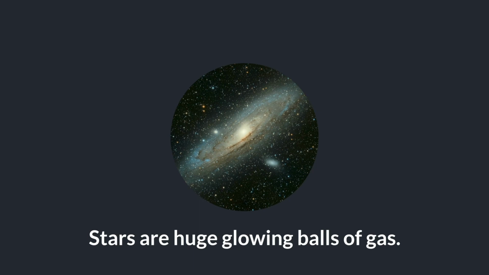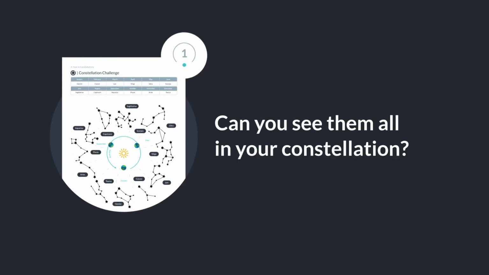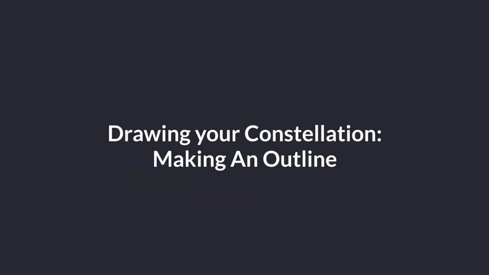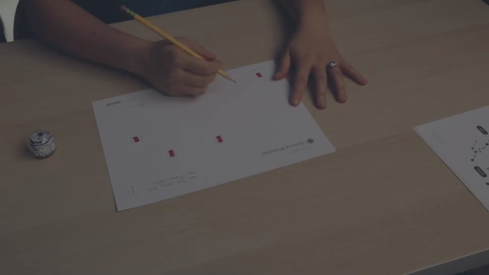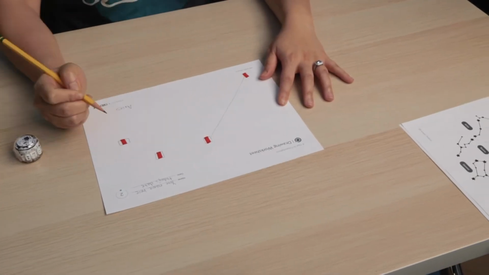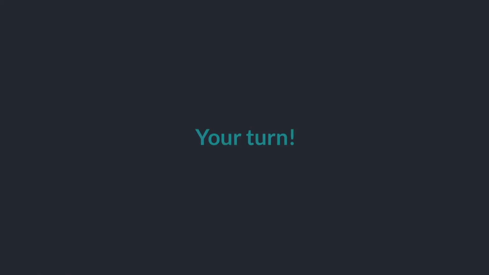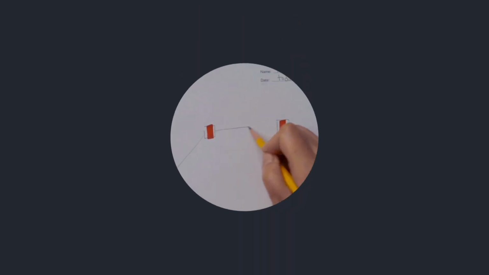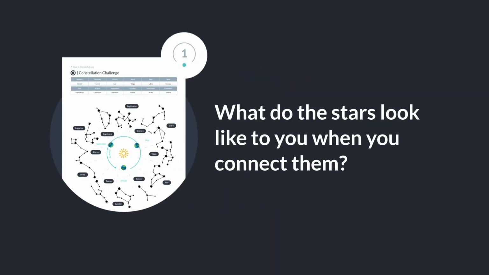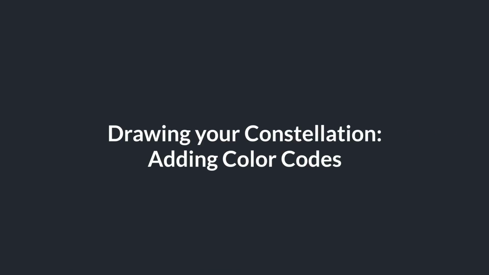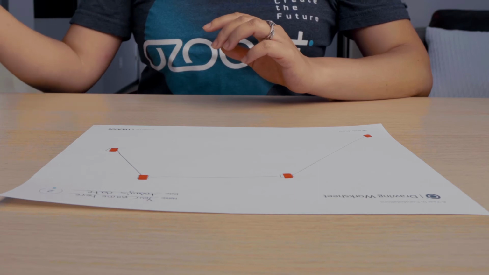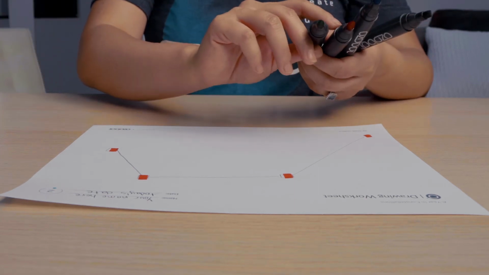Stars are huge glowing balls of gas. Can you see them all in your constellation? Next, you will use your pencil to complete the constellation by connecting the stars. What do your stars look like when you connect them? Then you will draw at least 3 color codes of your choice over the lines that make up your constellation.